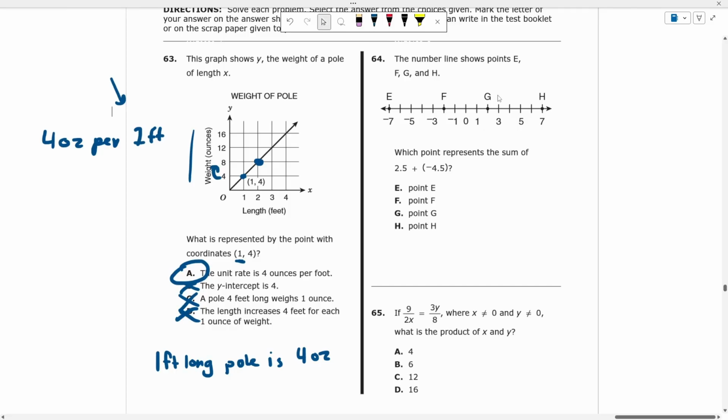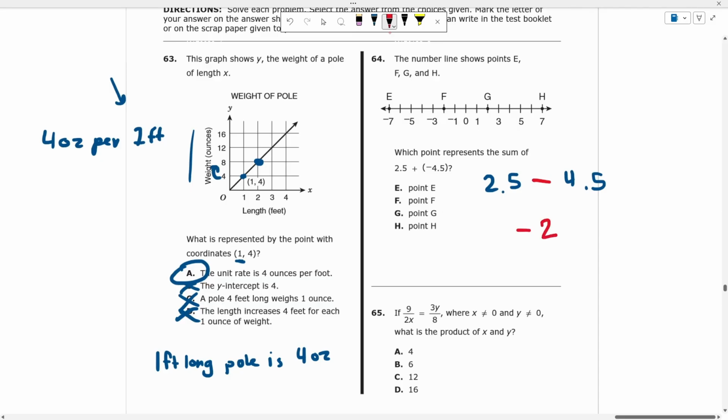Number 64 says that the number line shows points E, F, G, and H. Which point represents the sum of 2.5 plus negative 4.5? So in this case, you have 2.5 plus negative 4.5, and you need to match that value with the position on the graph. Whenever you have a plus and a minus, the minus is always going to overpower the plus. So 2.5 plus negative 4.5 is the same thing as saying 2.5 minus 4.5. That's actually going to equal negative 2.